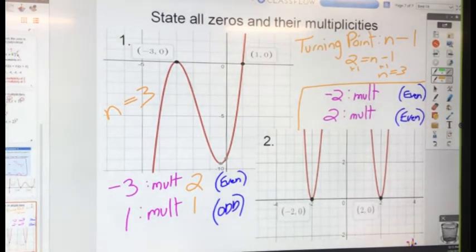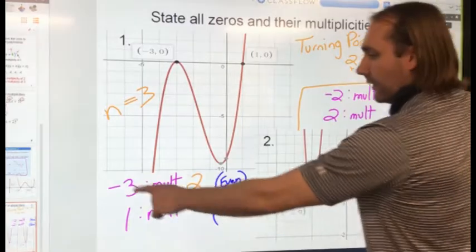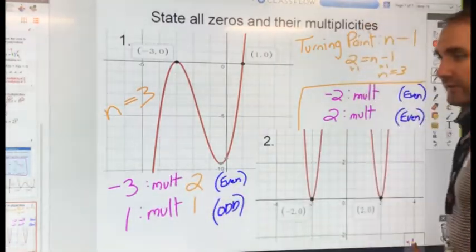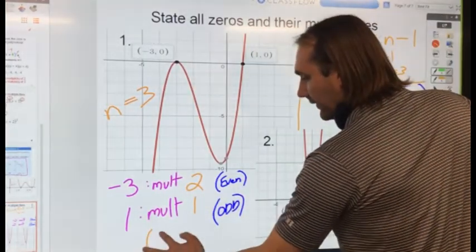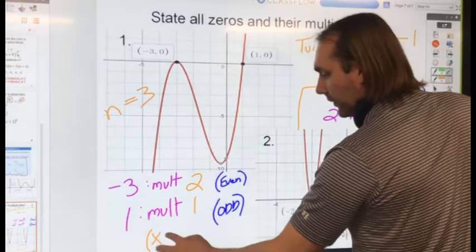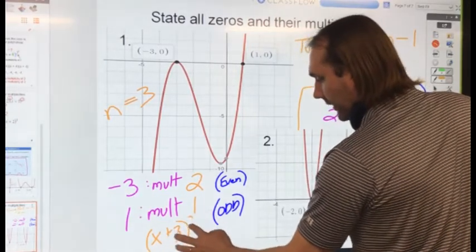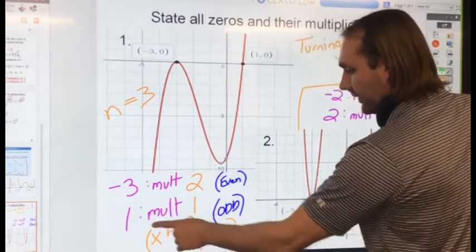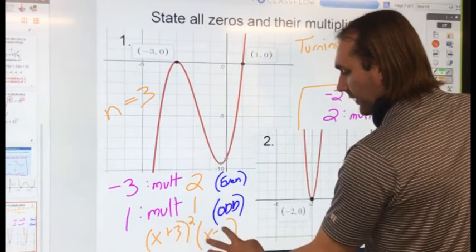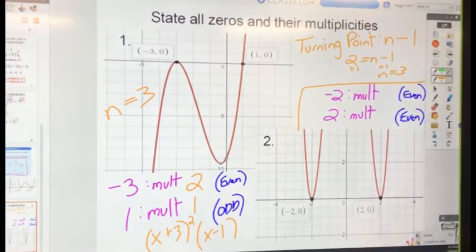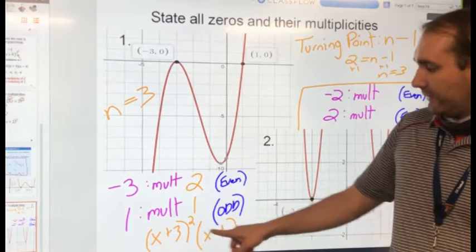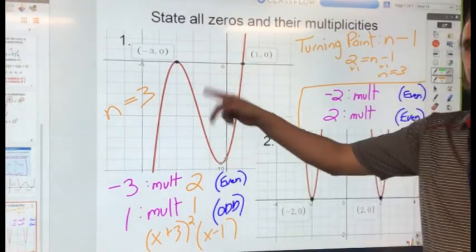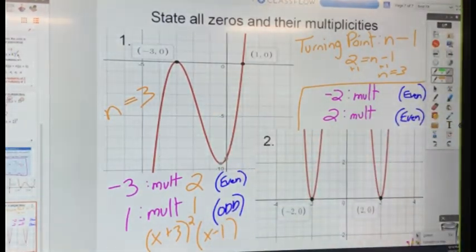And then you can work backwards. Since these are my zeros, you can put them in factored form. This is going to be x, what? Plus 3 squared, very good. Because of that multiplicity; in this one, x minus 1 is to the 1 power. And I guarantee you that if you were to graph this, you would get this exact same graph. Bam. Just from looking at the graph and knowing the x-intercepts.